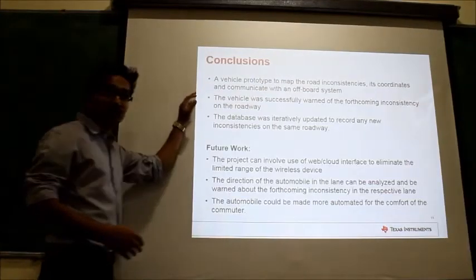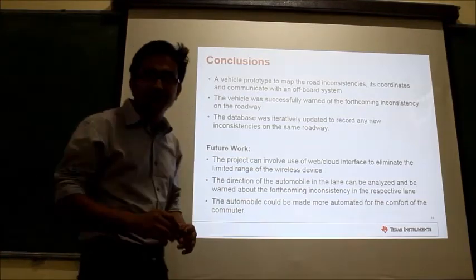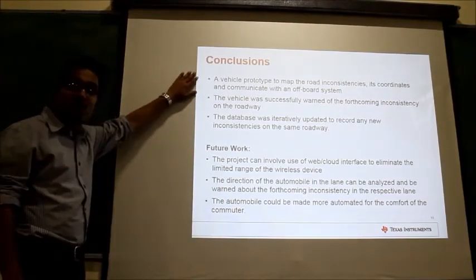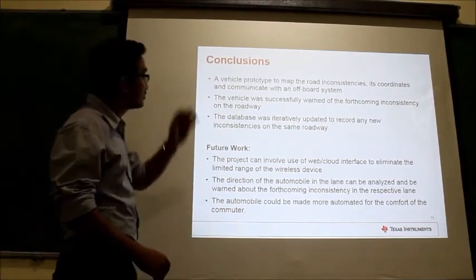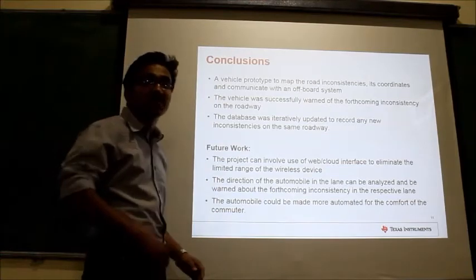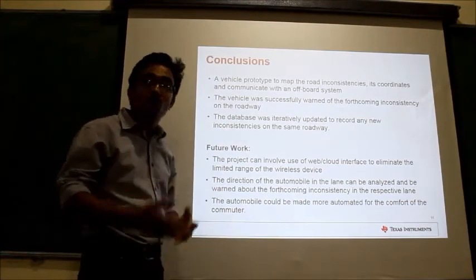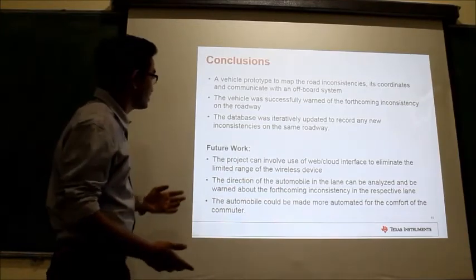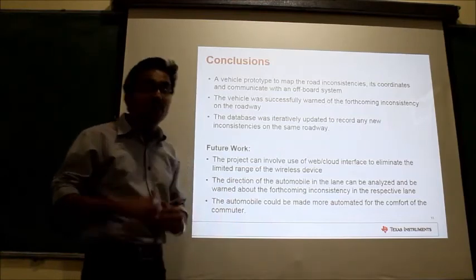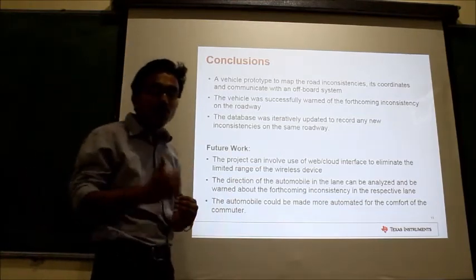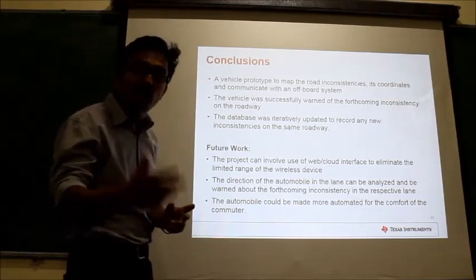Coming to the conclusions of our project, at the end of the project, we had certain things accomplished. Number 1, the vehicle prototype which was designed was able to map the road inconsistencies and their coordinates, and was able to communicate with the offboard system. Number 2, the vehicle system was warned about the forthcoming inconsistencies, and the database which was getting generated was iteratively updated about the forthcoming inconsistencies and the new inconsistencies of different roadways.